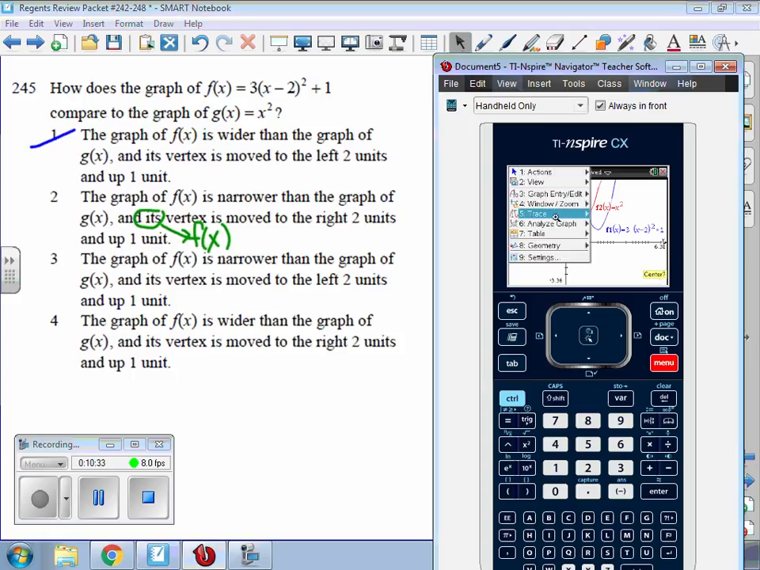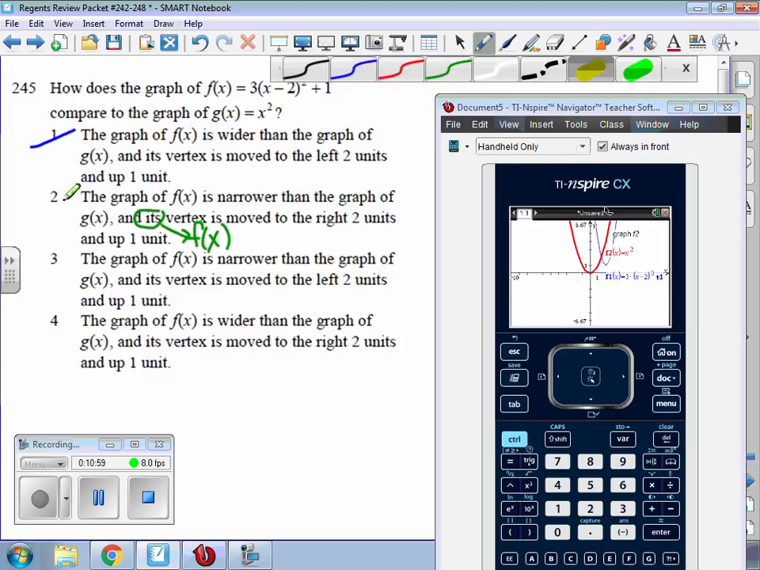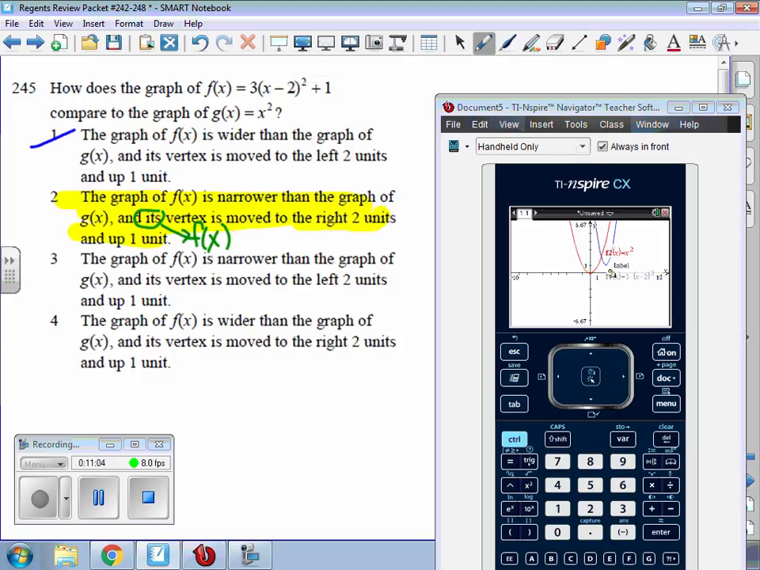I'm going to move my graph back to standard because it messed up my scale along the bottom. There we go. Is it over to the right 2 units? Yes, if I look at x squared and I go over to the right 2 and up 1, I'm at my vertex for f of x. So that means that yes, 2 is the correct answer. The vertex for f of x is indeed moved over 2 units and up 1 unit. The g of x is over 2, up 1 to get f of x.